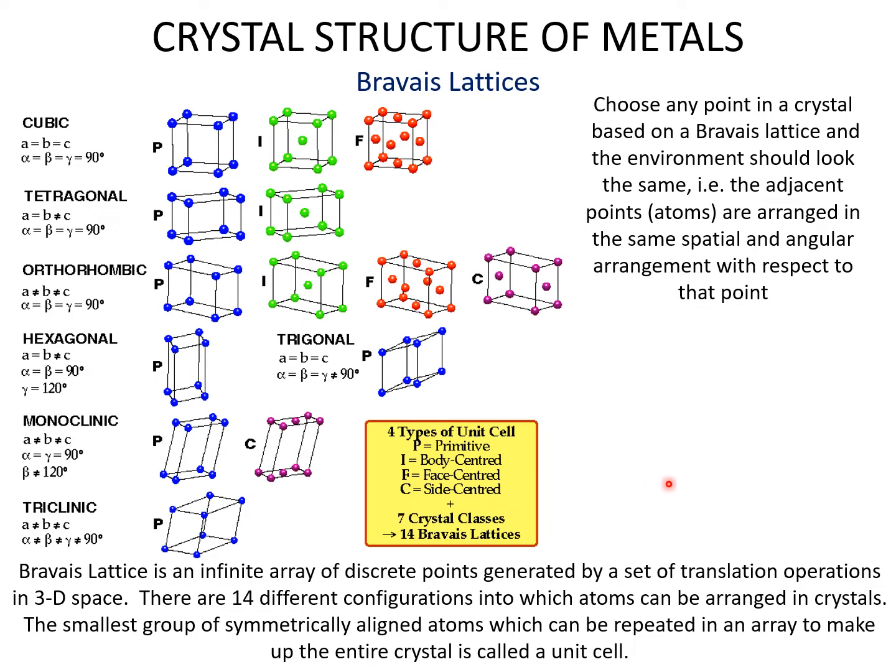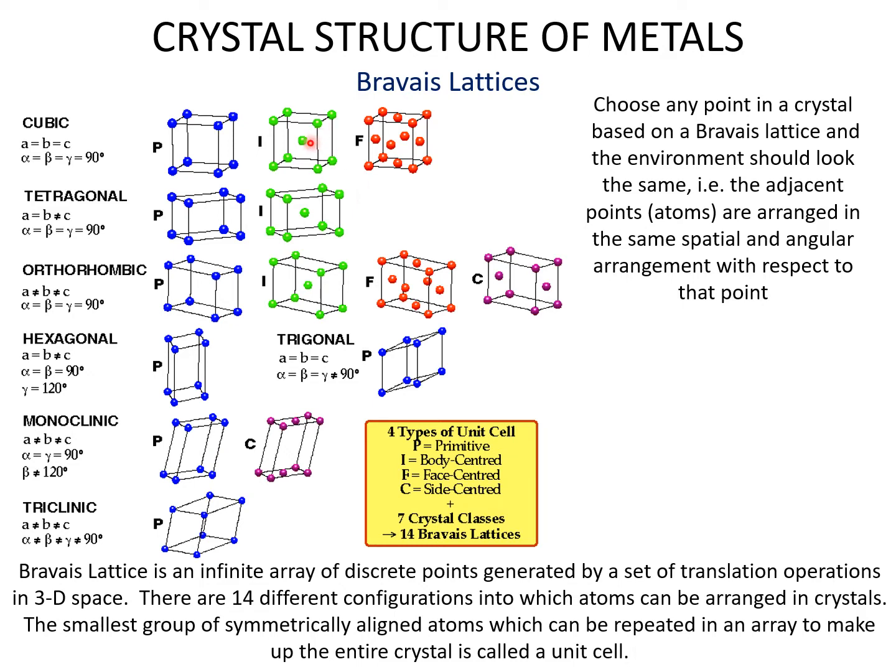There are 14 different configurations in which they can be arranged in the crystal. And the smallest unit, take this body-centered cubic unit, for instance, that can be repeated in an array to make up the full crystal is called a unit cell. So basically you take this unit cell and you translate out in any one axis or all of the axes and just reproduce it. And that is then the crystal.